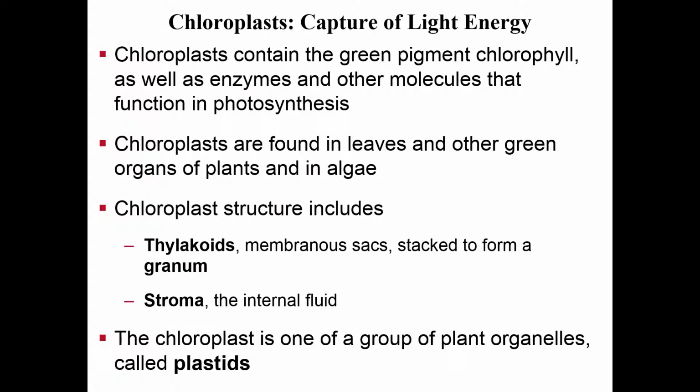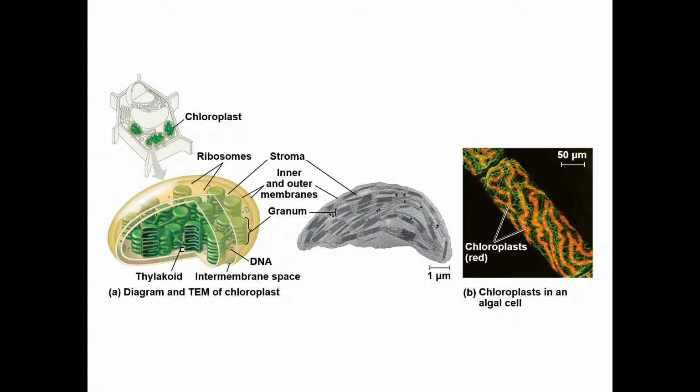Now, looking at your chloroplast, it also has an outer membrane, an inner membrane, and it has this intermembrane space. Inside of the chloroplast, you have this fluid-filled space that we call the stroma. In the stroma, you have your ribosomes and your circular double-stranded DNA, your chloroplast DNA.